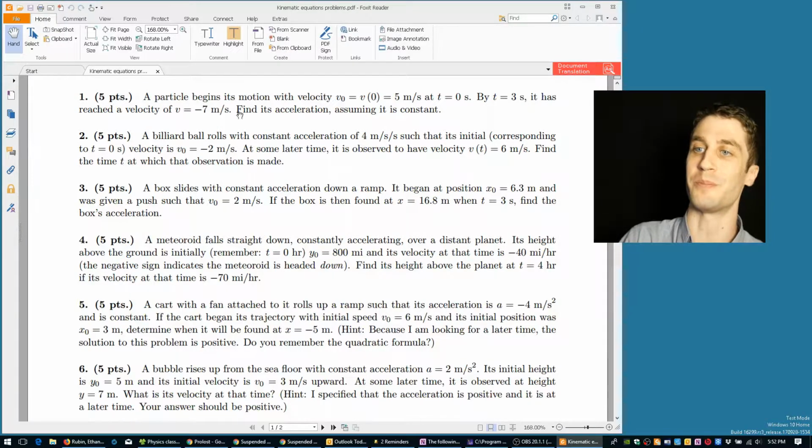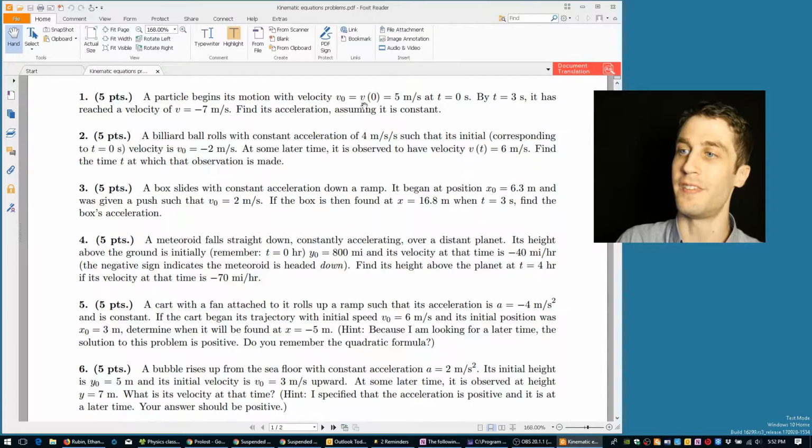Okay, so problem one: a particle begins its motion with velocity v naught equals 5 meters per second at t equals 0 seconds. So I'm trying to be very clear about time being 0 seconds corresponding to v naught. By t equals 3 seconds, it has reached a velocity of v equals negative 7 meters per second. Find its acceleration, assuming it is constant. Okay, so every one of these problem statements will involve constant acceleration somehow.